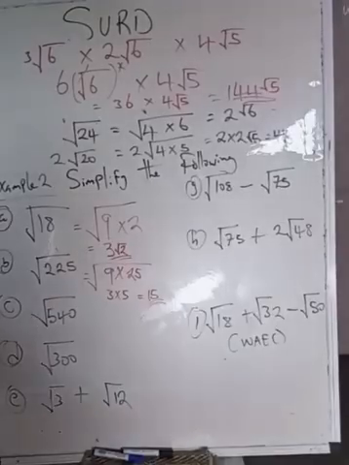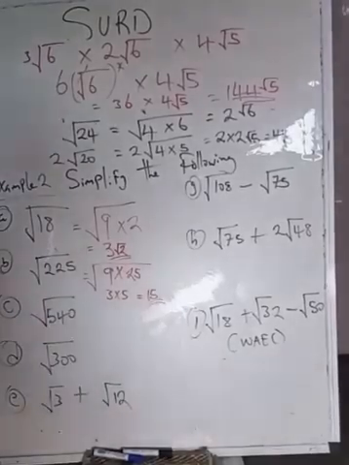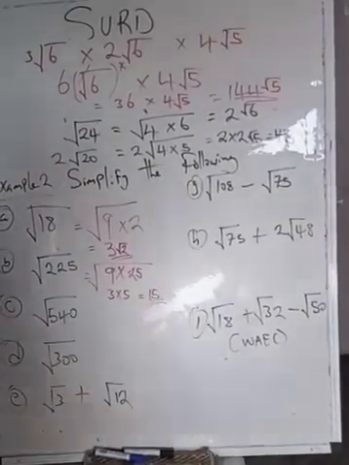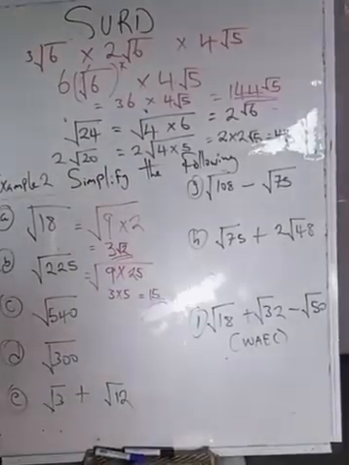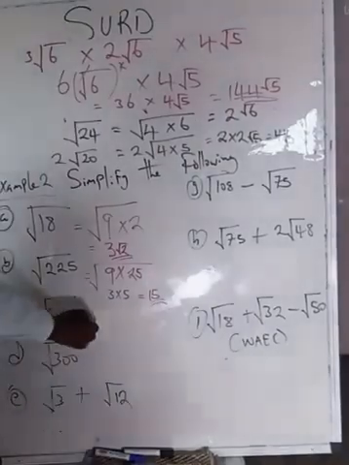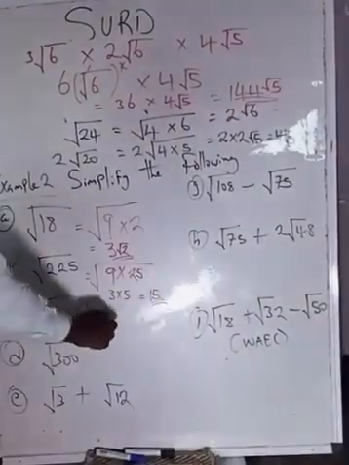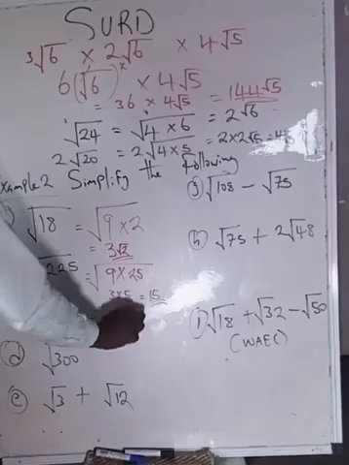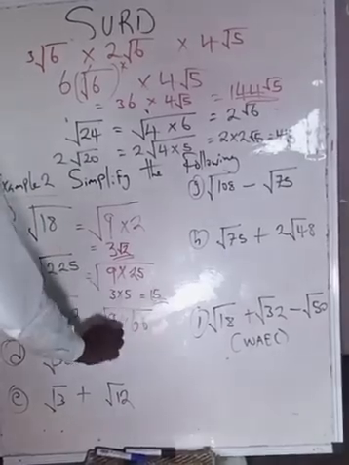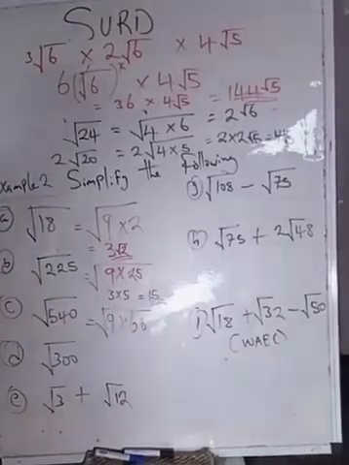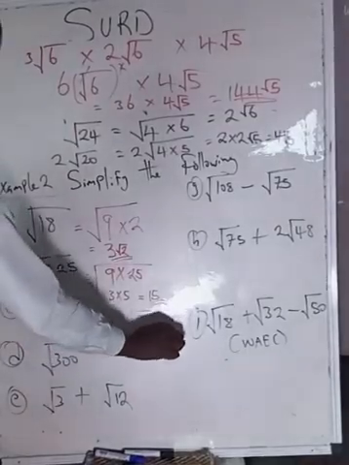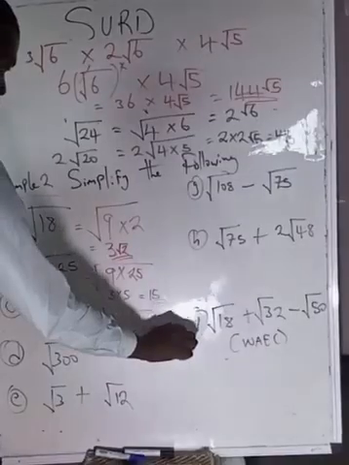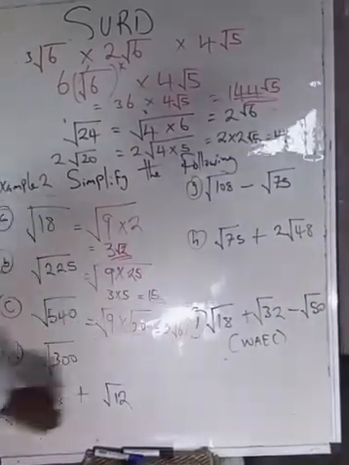The third question, 540. Just like I said, we look for two factors of 540 in which one of them must be a perfect square, and that will be 9 times 60. So square root of 540 will be square root of 9 times 60, and 9 here is a perfect square. The square root of 9 is equal to 3. So this will be equal to 3 root 60. So this is the answer to this.